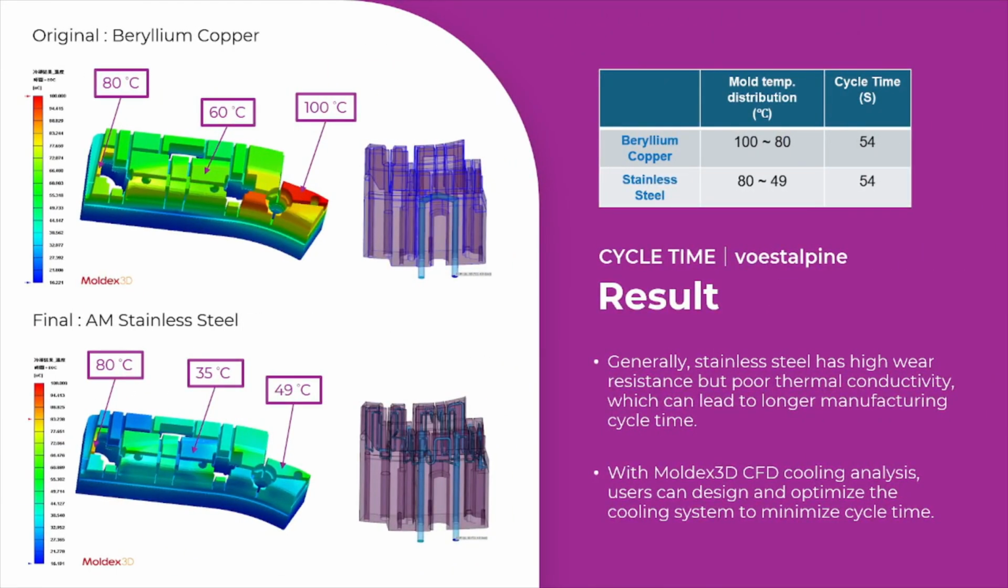In this case, we're able to change from a beryllium copper insert to a stainless steel insert while making the temperature much more uniform. Generally speaking, moving from a beryllium copper insert to a stainless steel insert increases the cycle time significantly, but because of the conformal cooling layout, we're able to maintain the same cycle time and part quality while increasing the life of this insert.